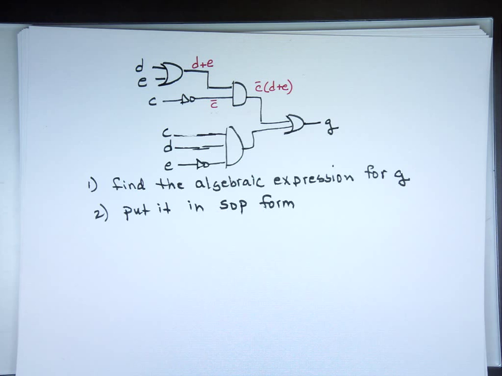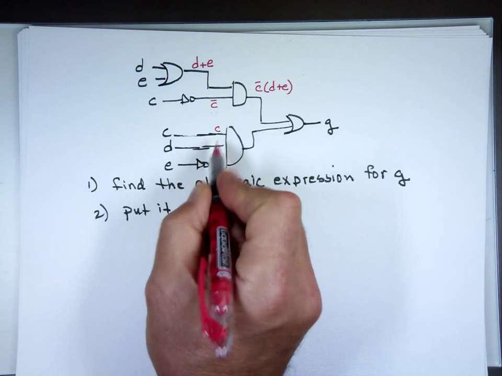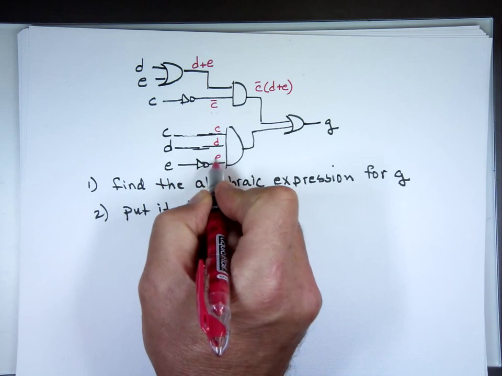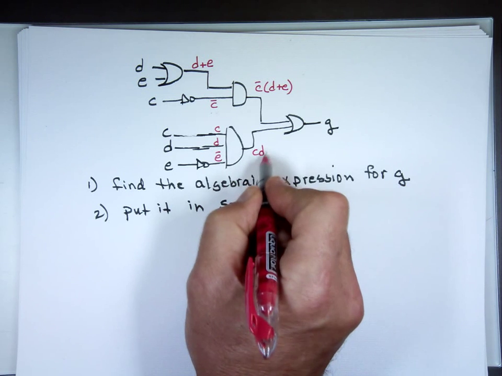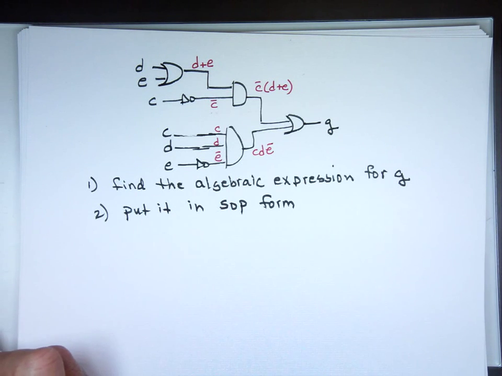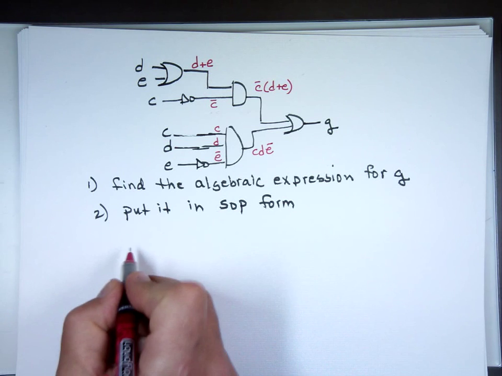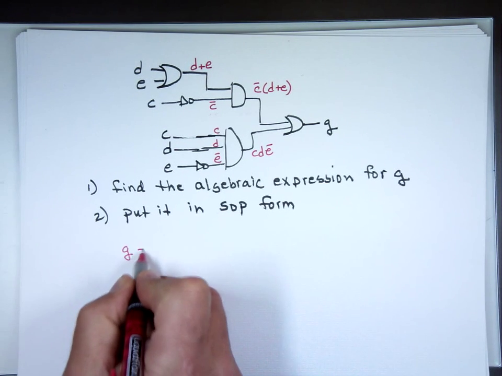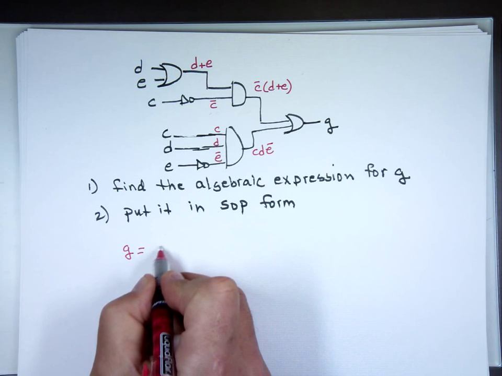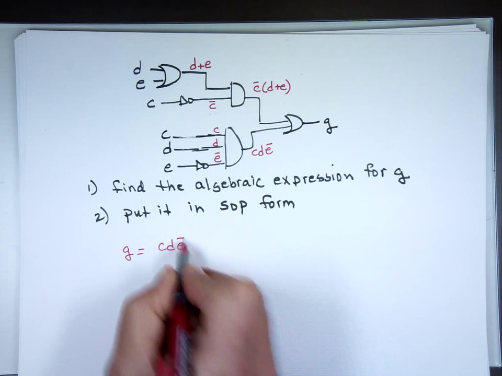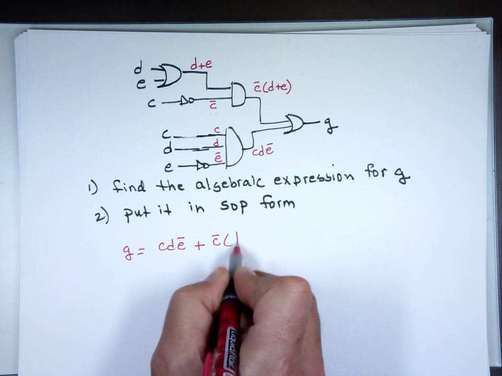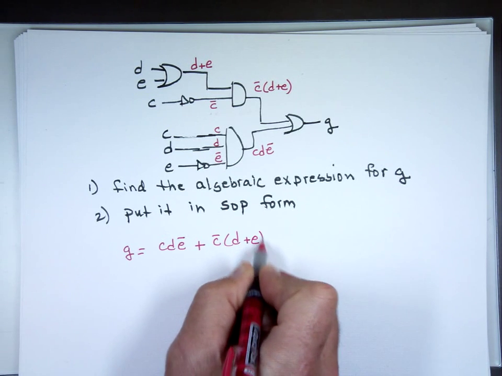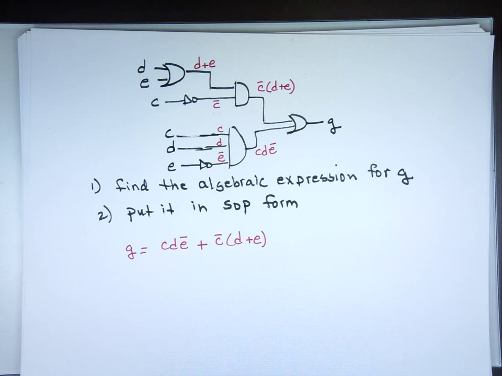That's right here. This is C, this is D, this is E bar. What's the result here? C, D, E bar. And what is G going to be? The OR of them. OR means addition, right? C, D, E bar plus C bar, D plus E. So that's the first one. Find the algebraic expression for G. We did.